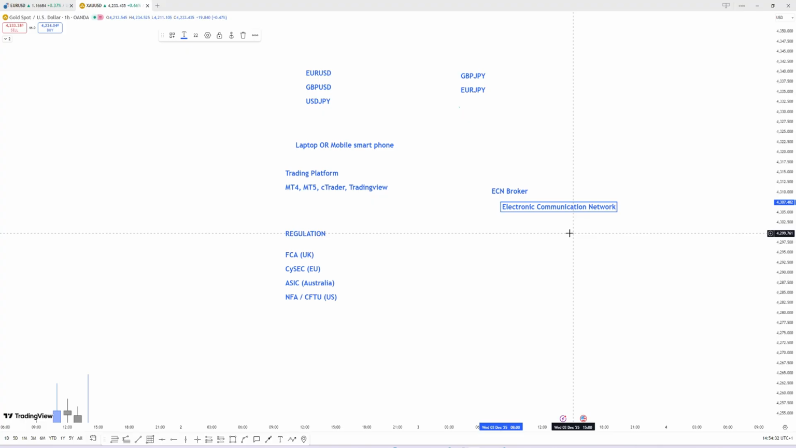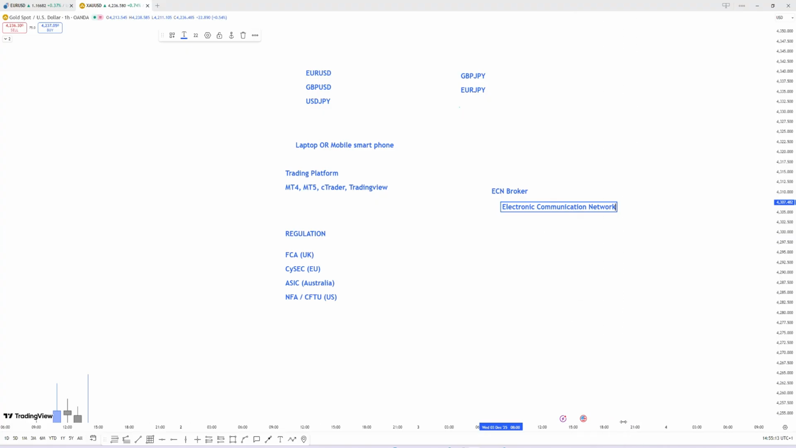So what you need to do is make sure that your broker is an ECN, Electronic Communication Network, broker. That really contributes to your profitability and to your success as a beginner forex trader. Because orders are routed to the wider forex market liquidity pool, pricing tends to reflect real market conditions instead of being set by the broker. That is why you need to choose an ECN broker.